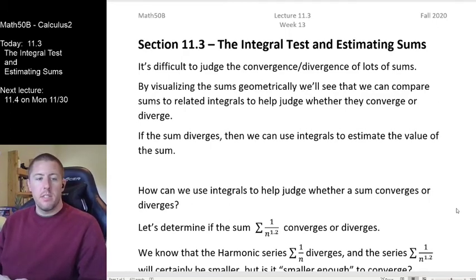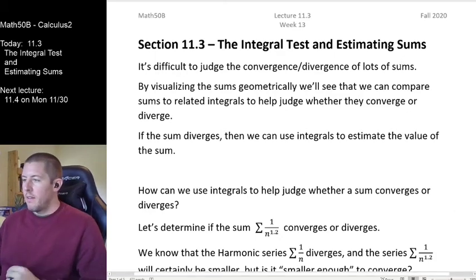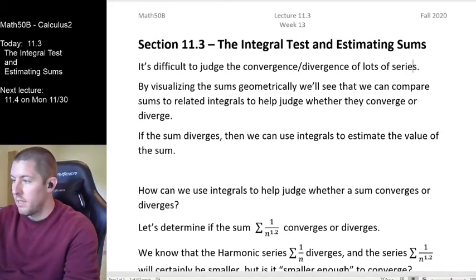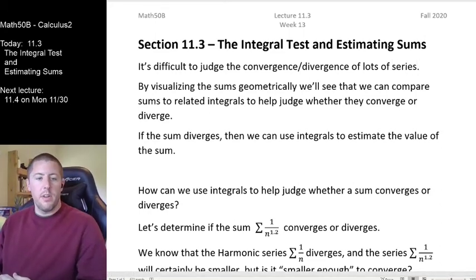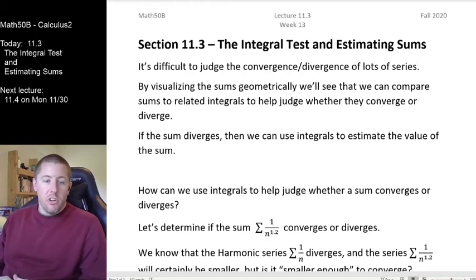In the first two sections of this chapter, we looked at first sequences, then series. But ultimately, what we saw is that it's difficult to judge whether or not a series is going to converge or diverge. And then, even if you know that it converges, determining what it converges to is also not necessarily a very easy thing to do.